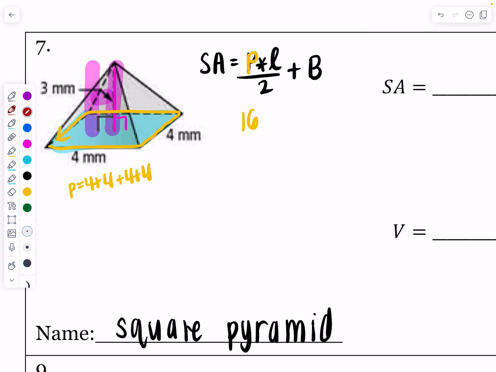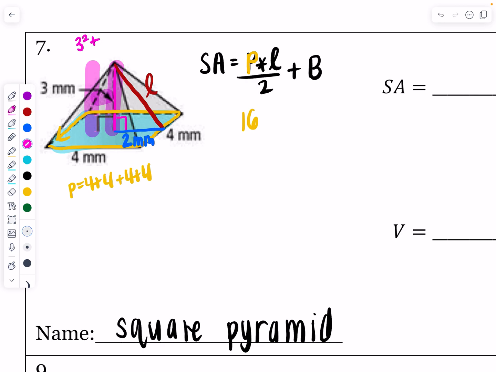And then I need my slanted height. When I'm finding surface area, I need the height of the walls, which is this slanted height right here. Well, right now I don't have that, so I'm going to have to find it. And so I'm going to connect the pink height to the slanted height. That goes halfway across that square, so half of 4 is going to give me 2 millimeters here. And I'm going to use Pythagorean theorem. So I'm going to say, well, h squared plus 2 squared should be equal to... I'm sorry, guys. We're not looking for h, we have h. So that's going to be 3 squared plus 2 squared.